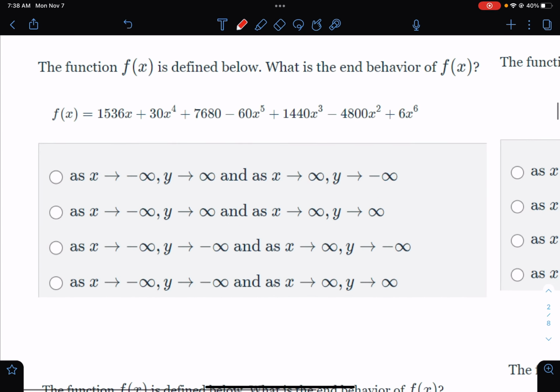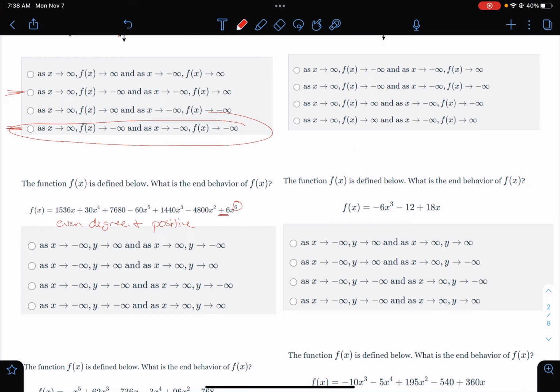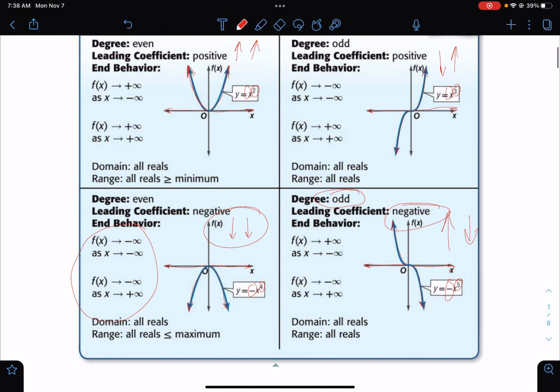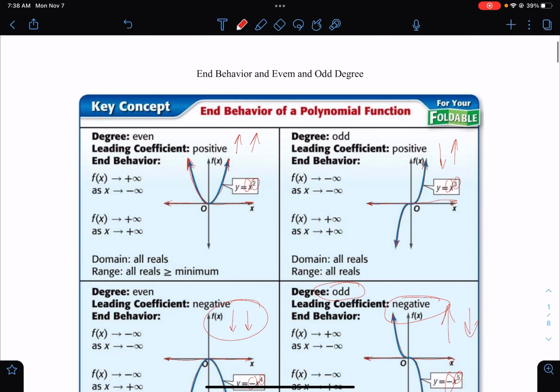Now, instead of giving us the graph, they're just giving us the polynomial in standard form here. So what we have to do is find the highest power. The highest power here is 6. And the leading coefficient on this is a positive 6. So it's an even degree and positive leading coefficient. So if we go up here, even degree and positive leading coefficient, we can see that it's going to fall into this category.